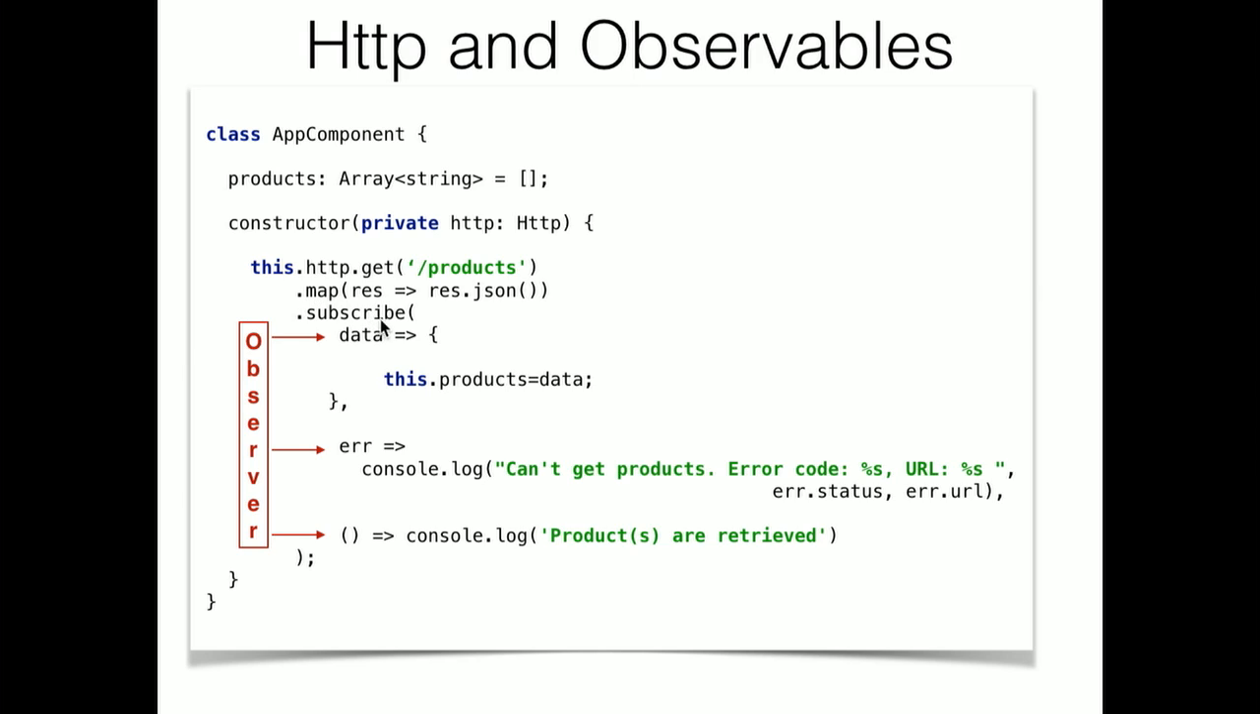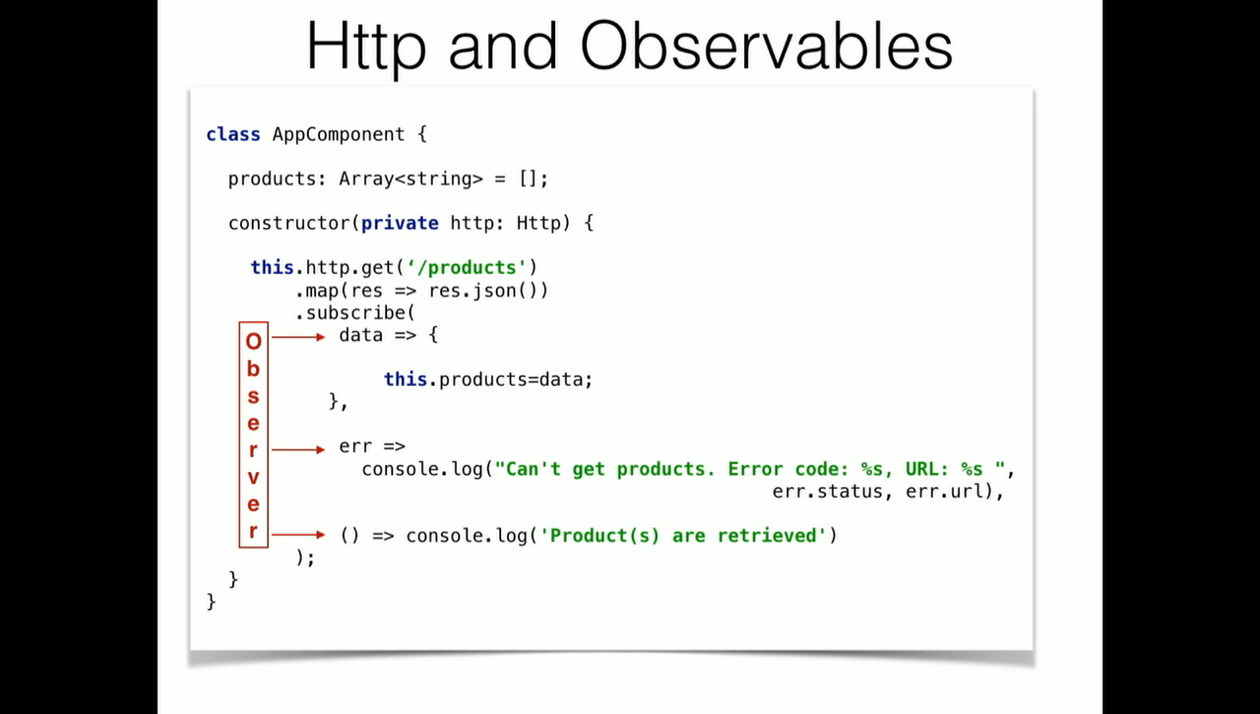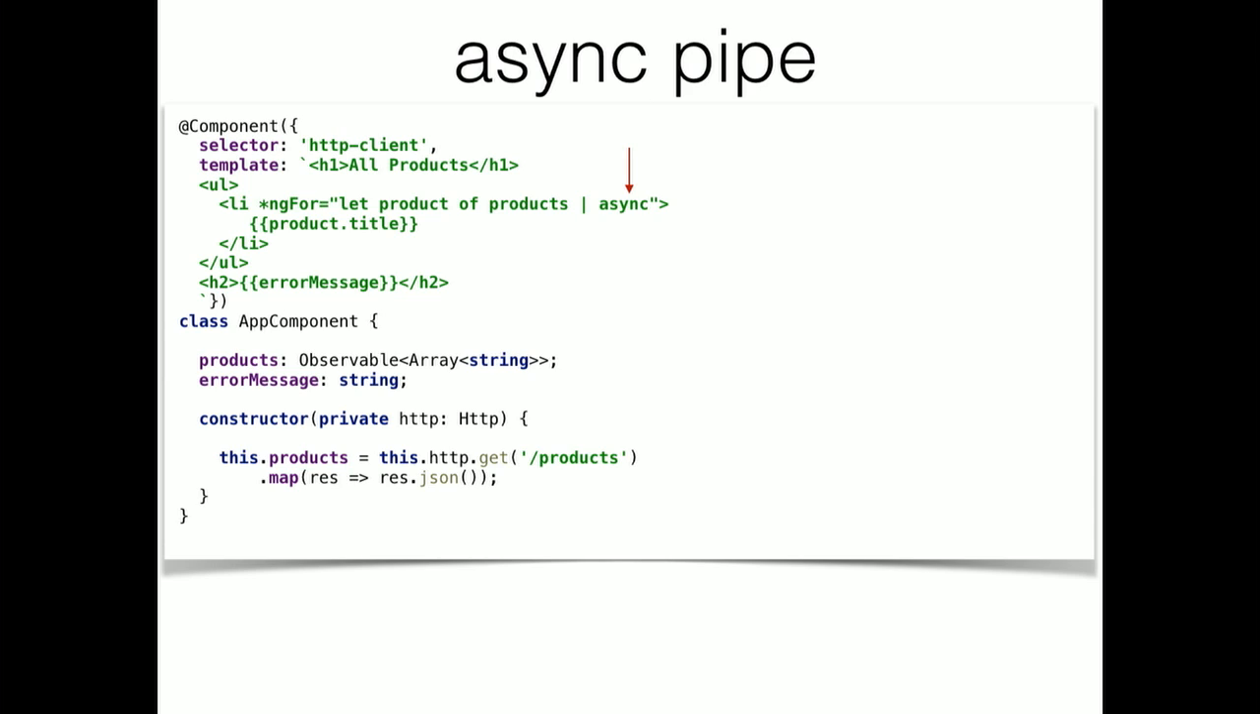And in subscribe, I provide three things. Remember, for the observer: what to do when the data comes in, what to do when the error comes in, and what to do if the end of stream comes in. Now, in the previous slide, I was using subscribe, right? But Angular has something called pipes. If you look at this one, this vertical bar is a pipe. And there is a special pipe called async. Async pipe is smart enough to automatically subscribe for you. Async pipe you can use in templates, in HTML.